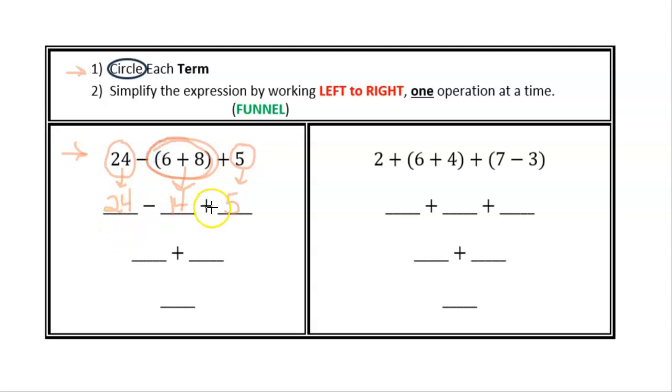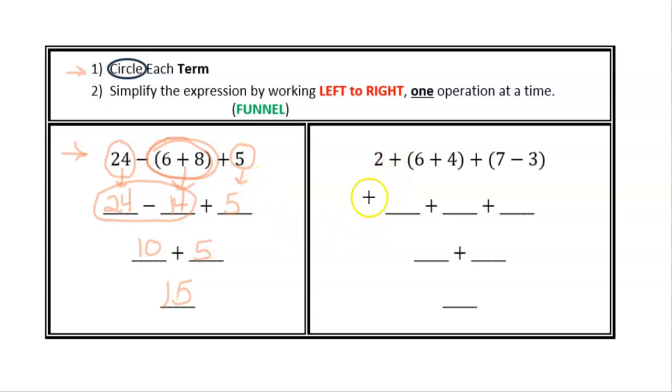Now we have subtraction and addition, and we always go left to right. So we're going to do this step first, which is 10. I know you could probably add the 5 in your head and be done, but we're going to slow it down because our problems are going to become more complex. It's one operation at a time at this point. 10 plus 5 is 15. And you're done with that one.